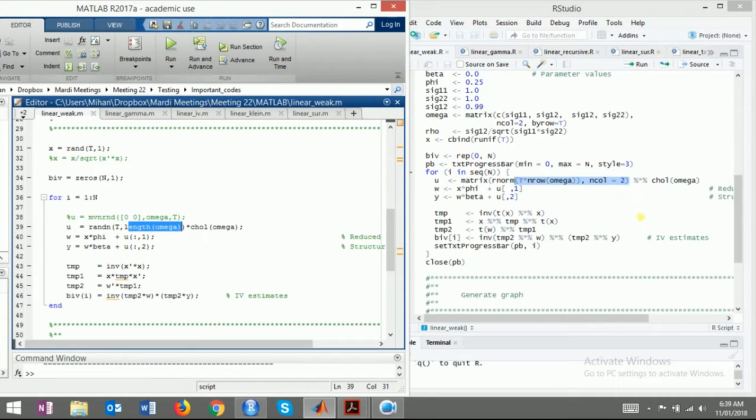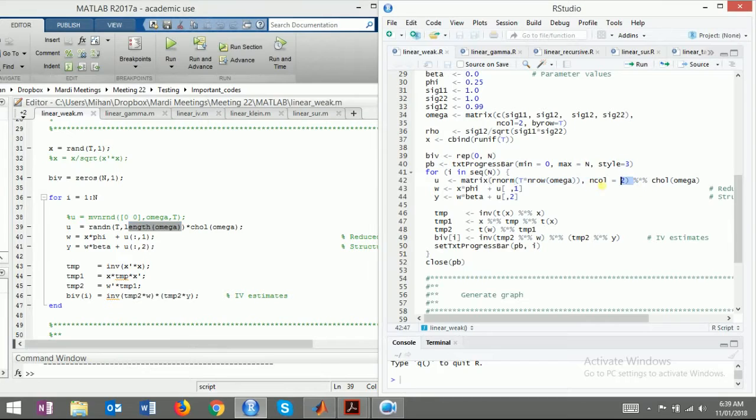MATLAB is much easier in this case. This is a matrix that is multiplied with the Cholesky of omega. So you have T according to omega's rows, how many rows there are in omega. It could have been column 2, not a big deal, because omega itself is a square matrix. The number of columns is 2 because you have 2 parameters.